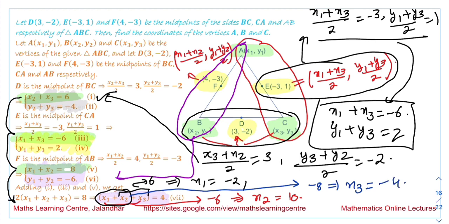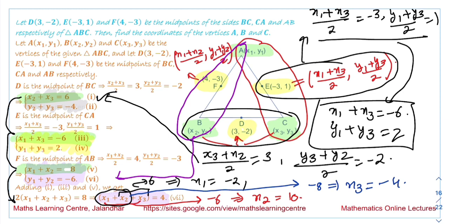So what we get is, we have shown these calculations on the next slide and we have shown the answers over here, that x1 is equal to minus 2, x2 is equal to 10 and x3 is equal to minus 4. These are the values that we will obtain from this.